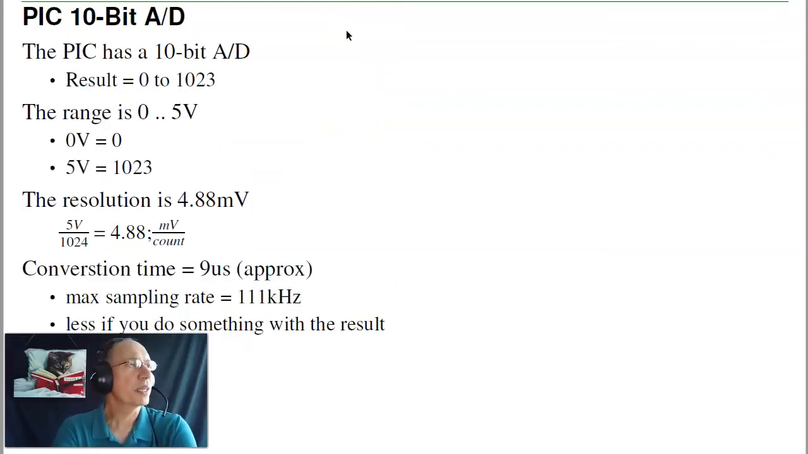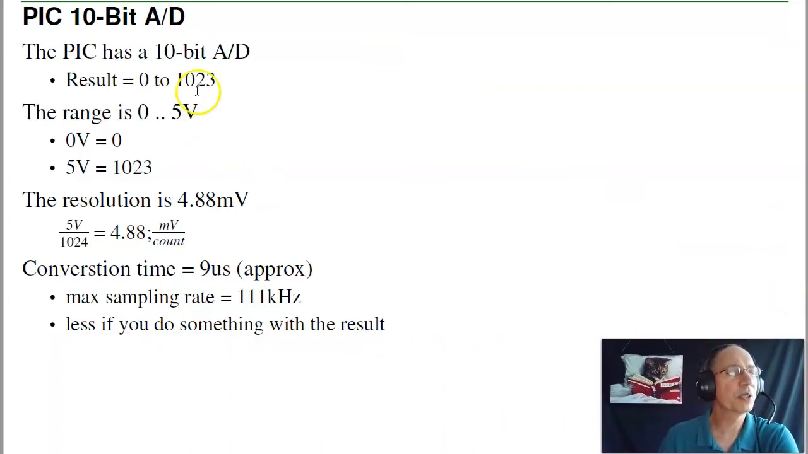The A2D converter on your PIC is 10-bit. What that means is there are 2 to the 10th different logic levels you can output. 2 to the 10th is 1024, so the output is going to go from 0 to 1023, 0 to 10 ones. The voltage range is 0 to 5 volts. 0 volts reads as 0, 5 volts reads as 1023, and proportional in the middle.